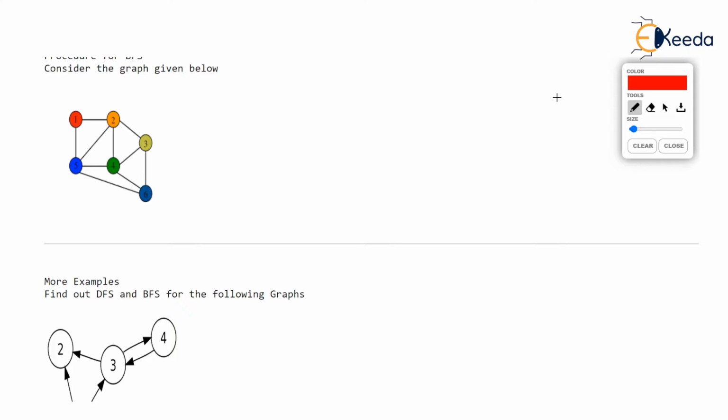Now the graph has 6 vertices and it is weighted, sorry, it is not weighted. There are no weights for the edges and it is undirected as there are no directions to any of the edges. So it is undirected, not weighted.